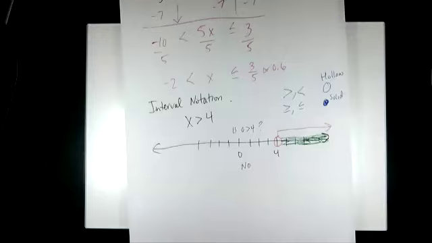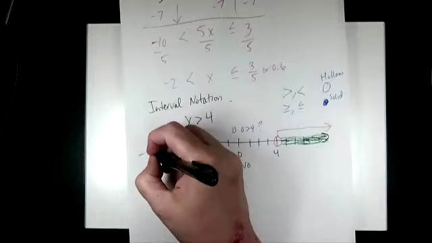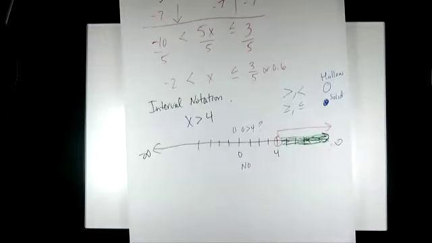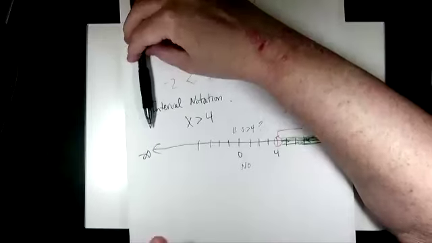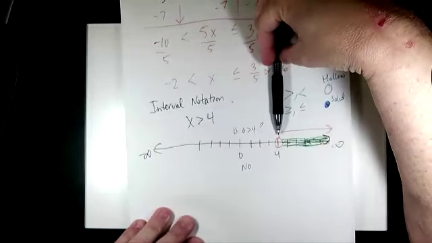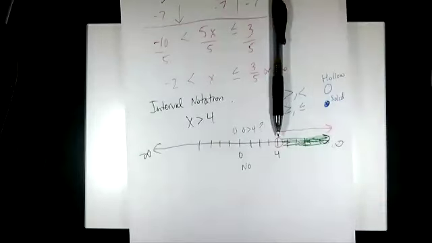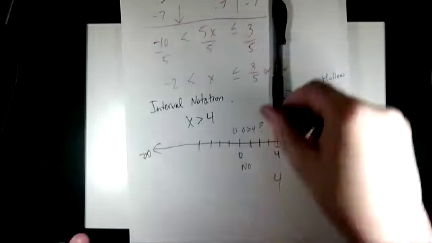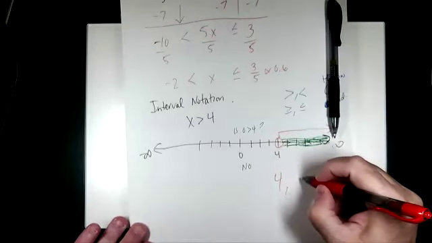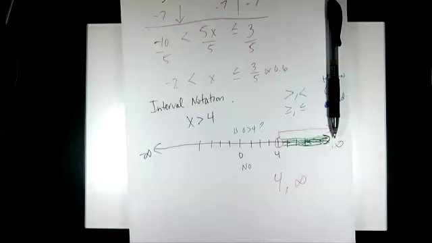Then when you're doing interval notation, all the way to the left is negative infinity, all the way to the right is positive infinity. And we go left to right. As soon as our number line starts, we put our first number down, 4. And we go to where our line stops. It stops at infinity. We'll put a comma with infinity.